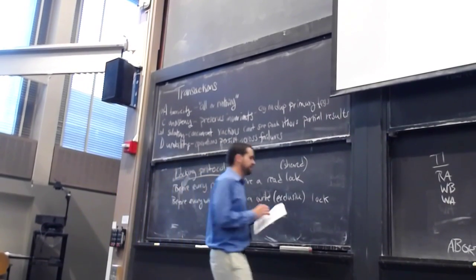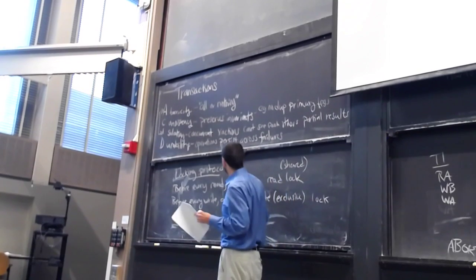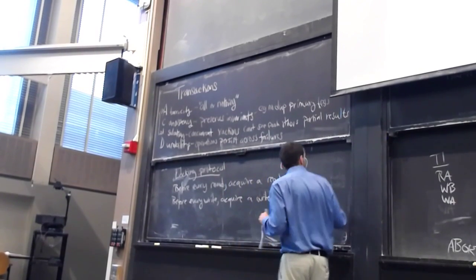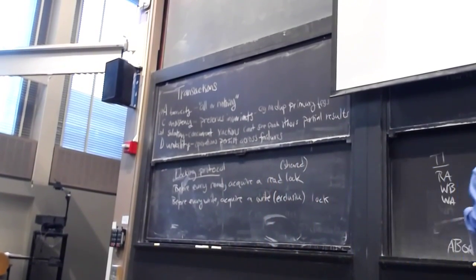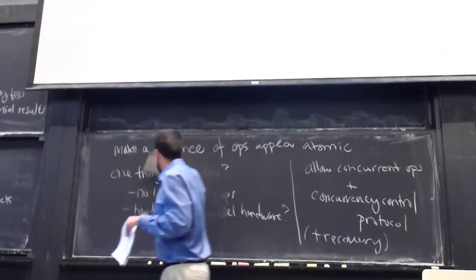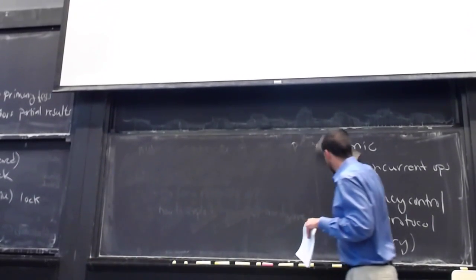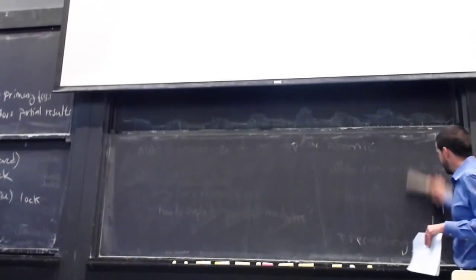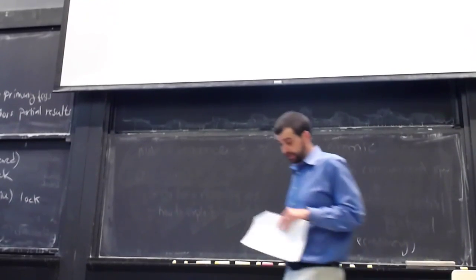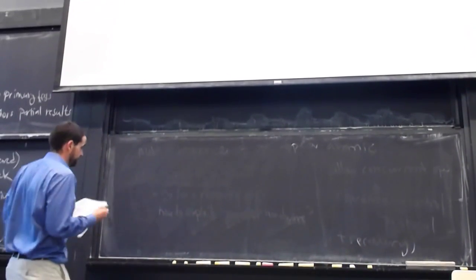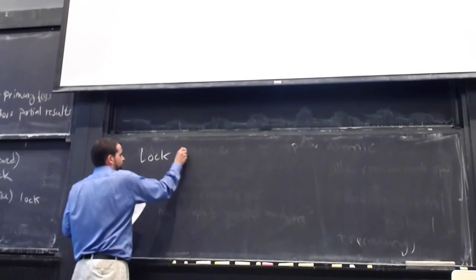Okay? And the reason we differentiate between these two is because this is what conflict serializability is about. We are allowed to have multiple transactions holding a read lock at the same time, but we're not allowed to have multiple transactions holding a write lock at the same time. So we can talk about lock compatibility.